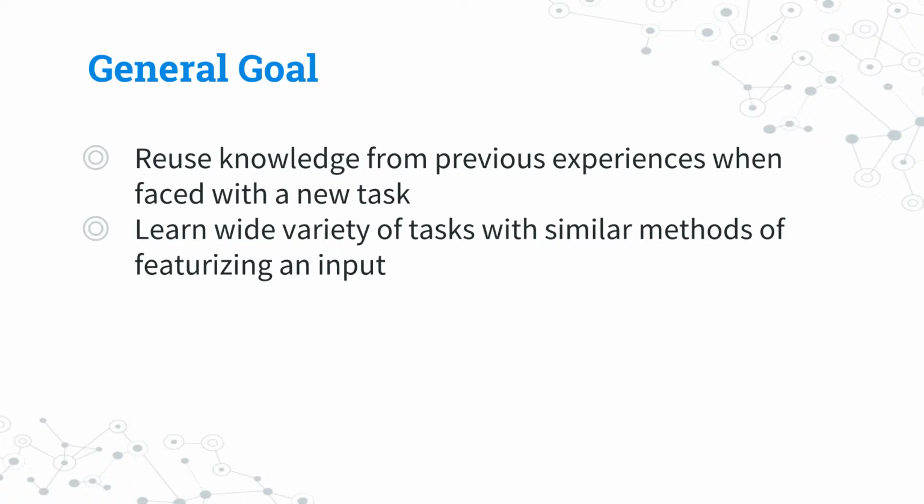So again, the general goal is to reuse knowledge from the previous experiences whenever faced with a new task. And the way that this happens is you learn a wide variety of tasks which use similar methods. So you don't really learn tasks that are very different and have absolutely nothing in common, because there's not much to take from one task to another. So a common example would be to recognize a bunch of different images and then, given a new image whose class is not in the original training set, be able to classify that this belongs to a new class.